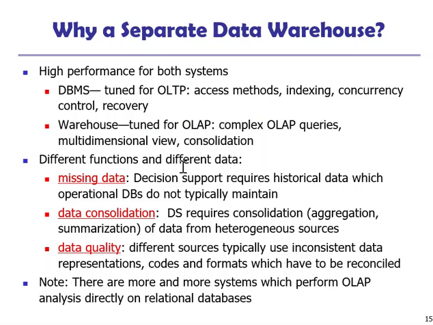Given all the information that we discussed, by this time we should have an understanding that, in addition to the operational databases, a separate data warehouse is needed. Typically, database management systems, for example Oracle and other relational database systems, are tuned for OLTP, online transaction processing. They have full support for access methods, indexing, concurrency control, and recovery mechanisms, but a data warehouse needs less of those and more support for complex queries over aggregated data.